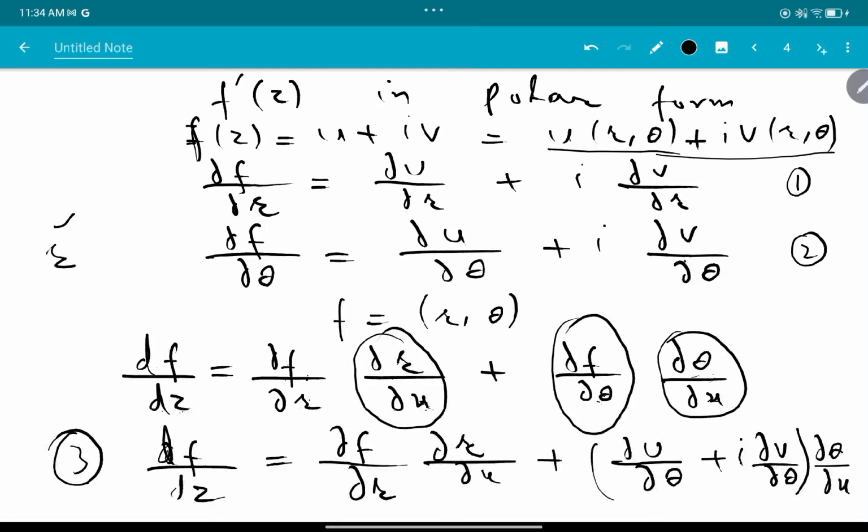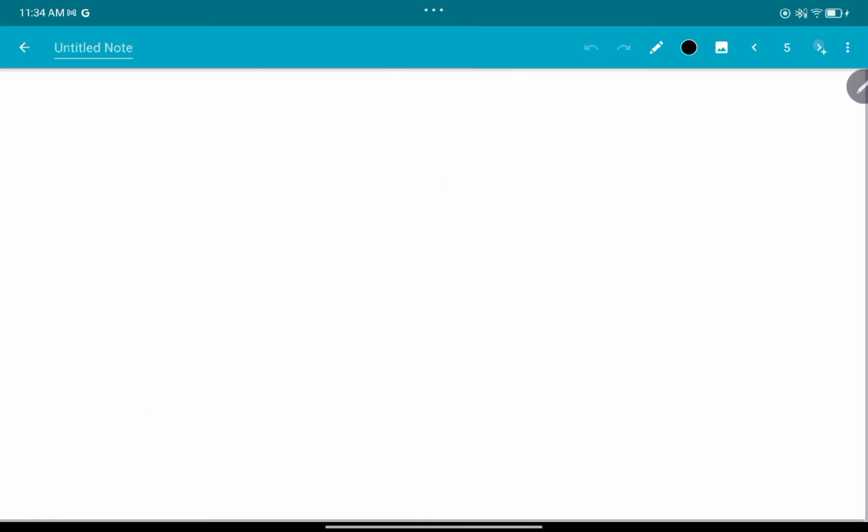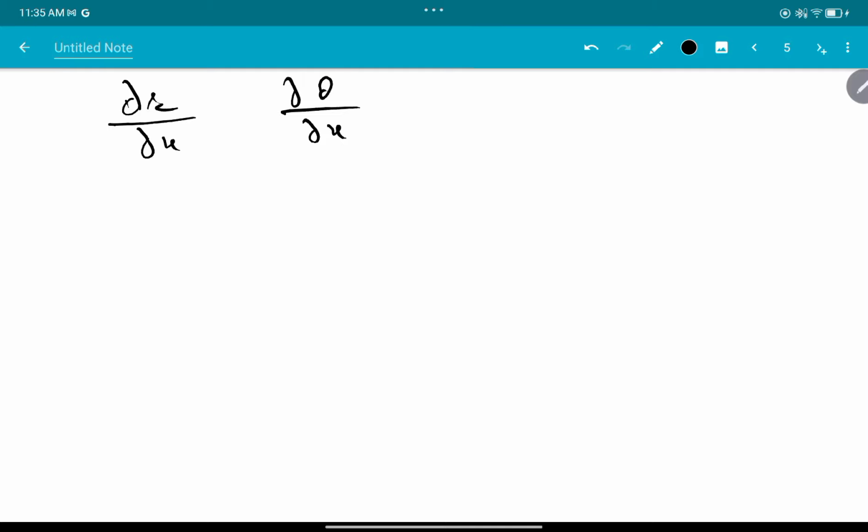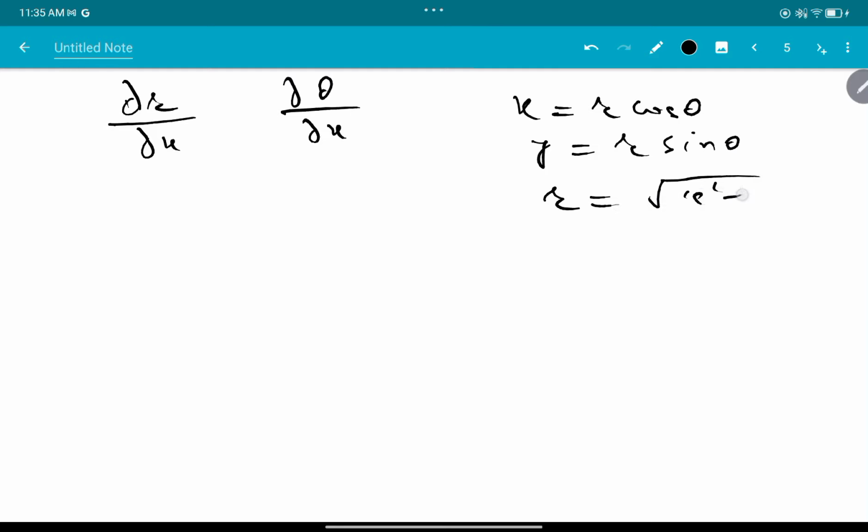But before using this equation, I should first get del r by del x and del theta by del x. I want this del r by del x and del theta by del x. Now I will be using this equation. x is equal to r cos theta, y is equal to r sin theta, r is equal to root of x square plus y square, and theta is equal to tan inverse y by x.